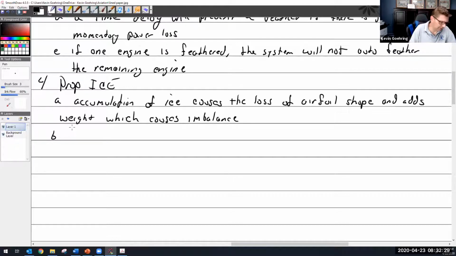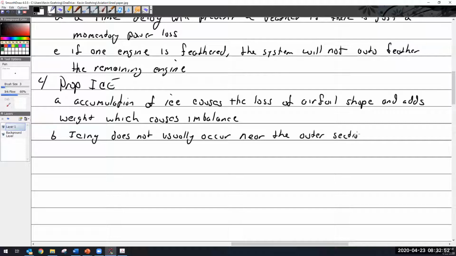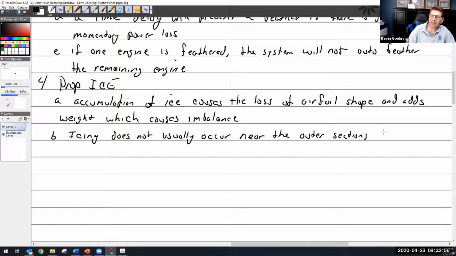Let's see. Interesting thing is icing does not usually occur near the outer sections of the prop. Is that because of centrifugal force? Yes, you ruined it for me. Much the way the paint slides off, so does the ice near the outer sections of the prop due to centrifugal forces.